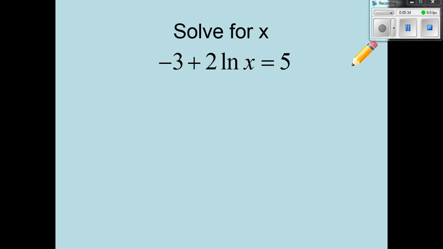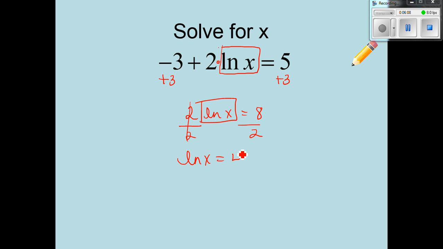Okay, let's try another one. It says negative 3 plus 2 ln of x equals 5. Okay, I need to get that ln of x alone. That means I can't have anything being multiplied by it, nothing being added or subtracted. So the first thing I'm going to do is add the 3 to both sides. I get 2 ln of x equals 8. And then I want to get that ln of x alone, so I'm going to divide by 2 on both sides. I get ln of x equals 4.